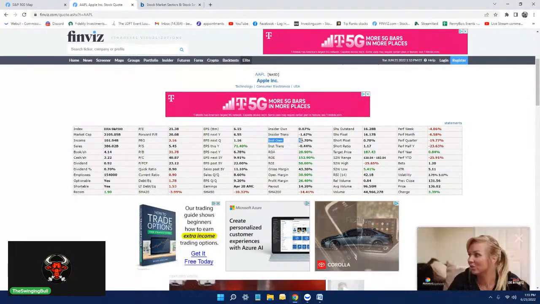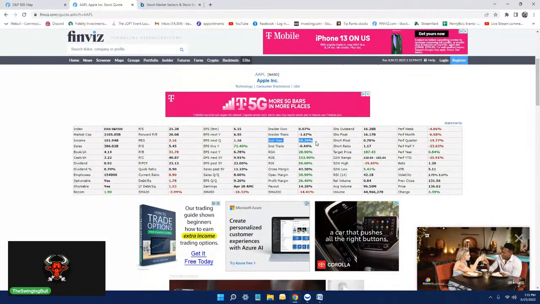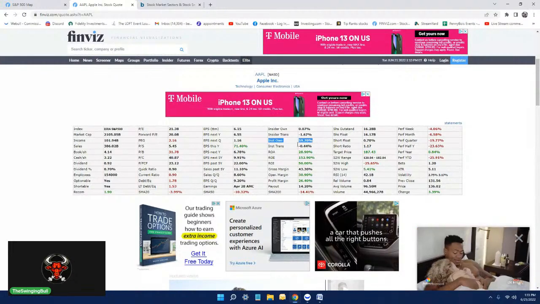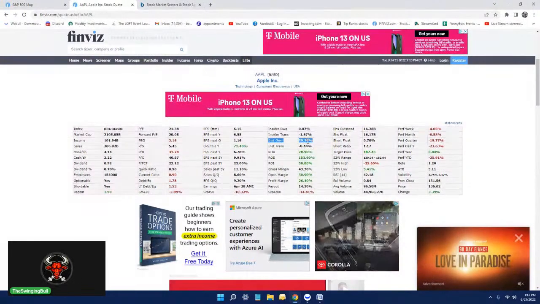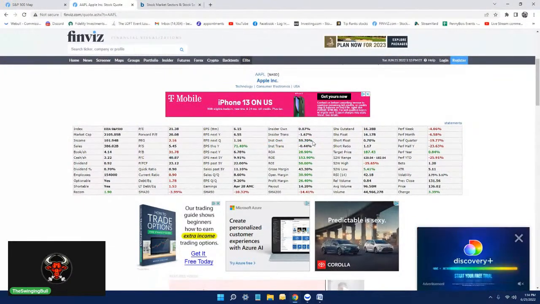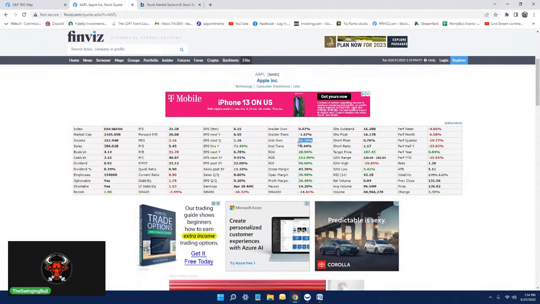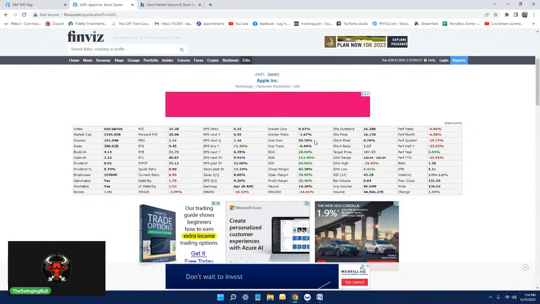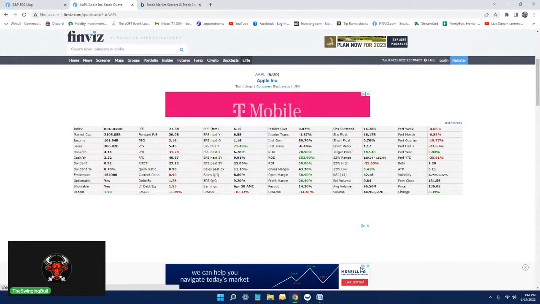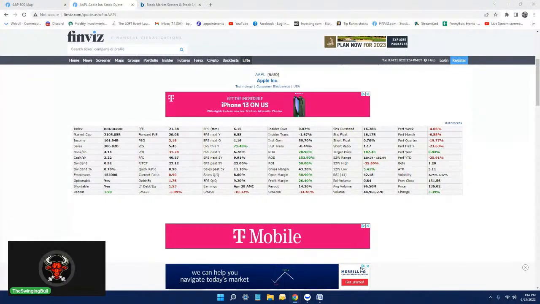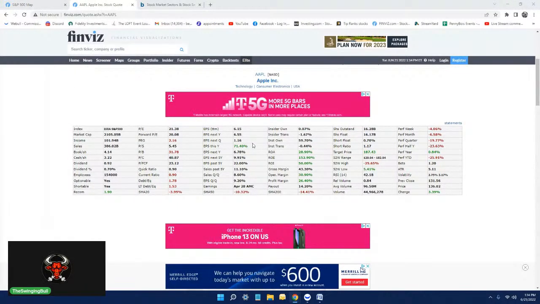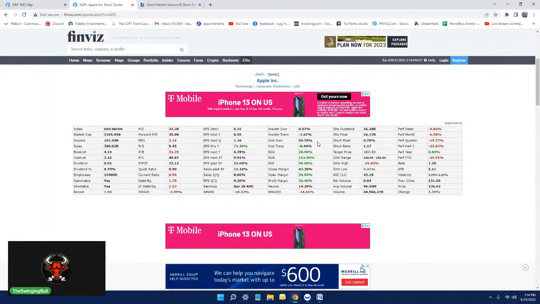You can find out how many institutions own Apple. As you can see, just by looking at this Finviz data, we got 59.7% of institutional ownership. I like seeing stocks that have over 50% institutional ownership. That's basically telling us that they're very confident in the stock, and we always like to see institutional ownership above 50%, especially when you're trying to swing trade this. Okay, and then we got return on assets, return on equity, that kind of thing.